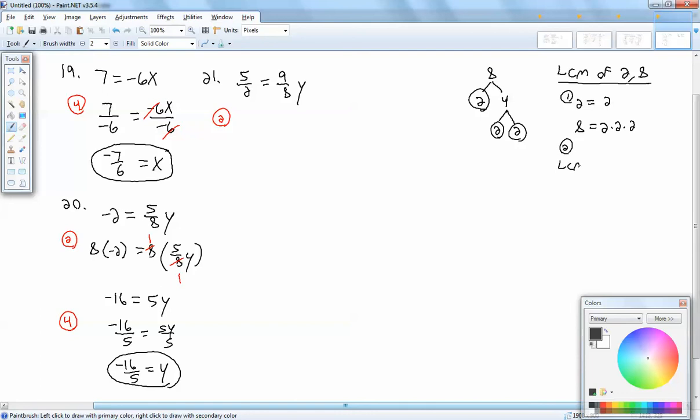Our LCM. We start with our first prime, which is 2, and I'm looking for the greatest number of 2s on any single line. There's 1 here, there's 3 here, so the greatest number of 2s on any single line is 3 of them.